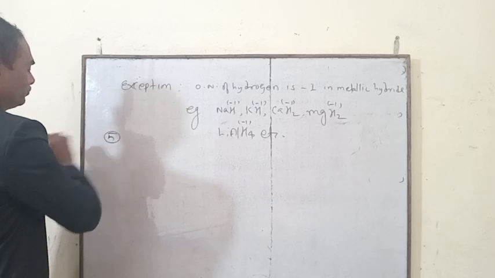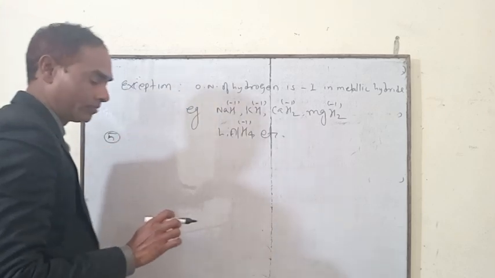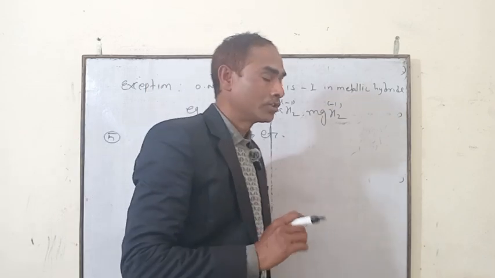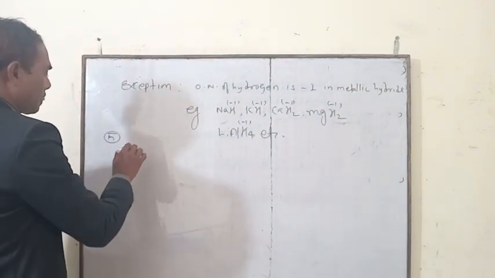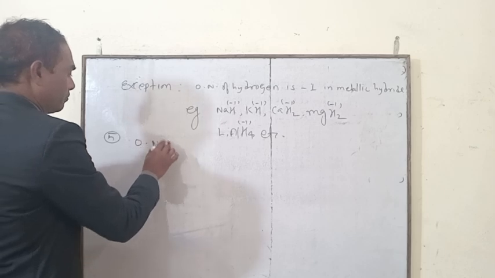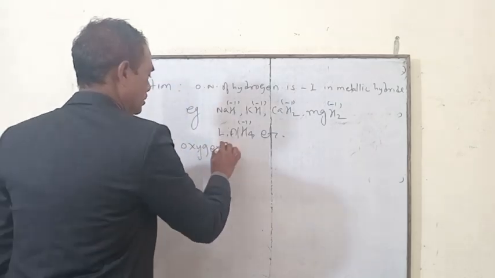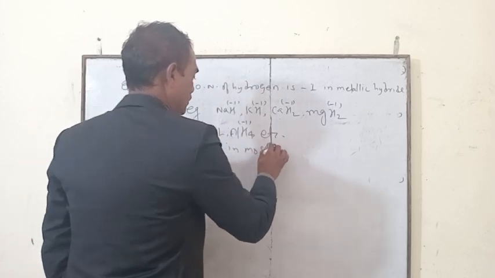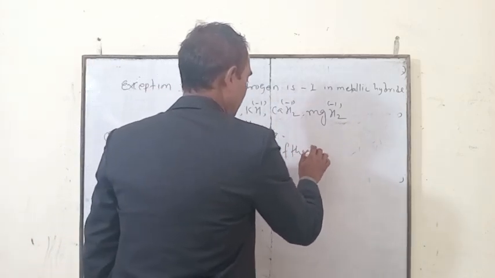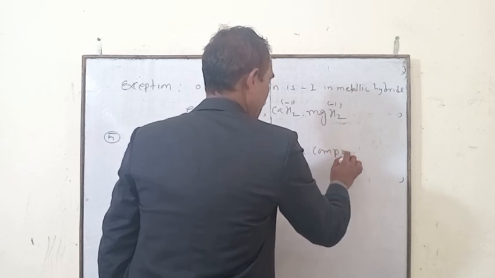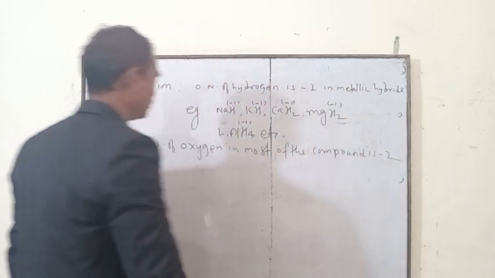Fifth rule. Oxidation number of oxygen in most of the compounds is -2.